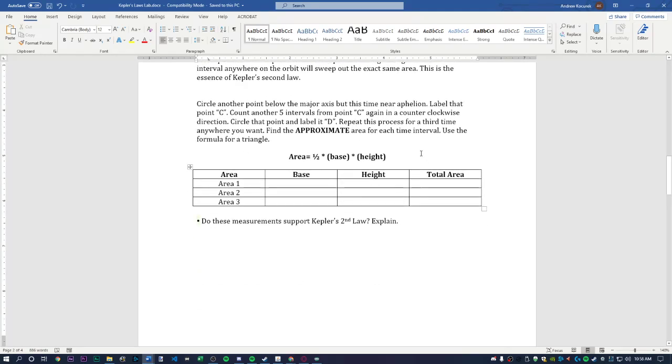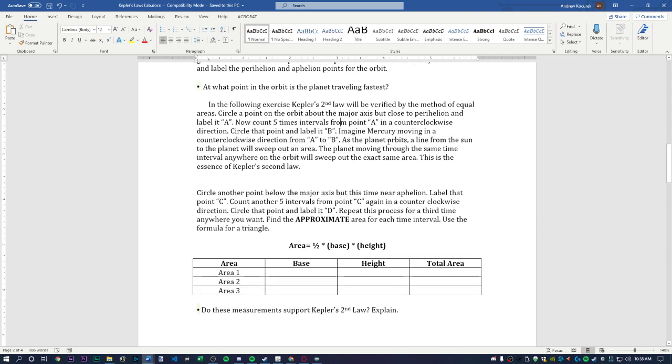So all of these areas, I'm just going to tell you now, should be the same if you've done it correctly, or approximately the same. So you're going to have 3 different triangles on this image here.